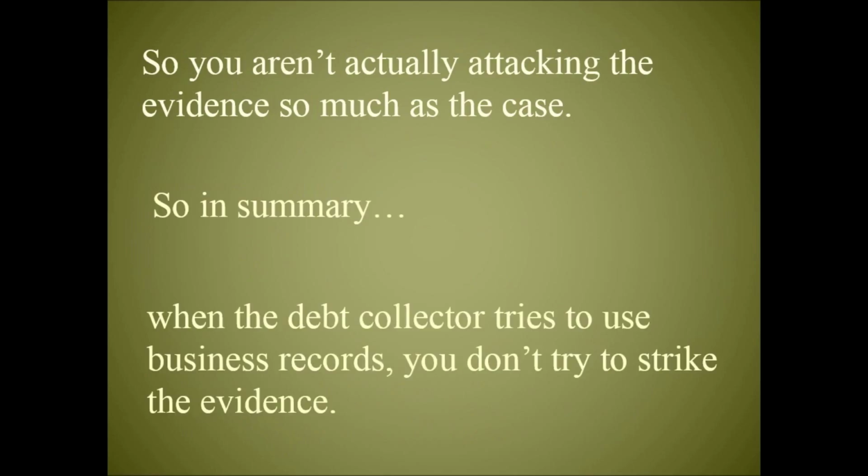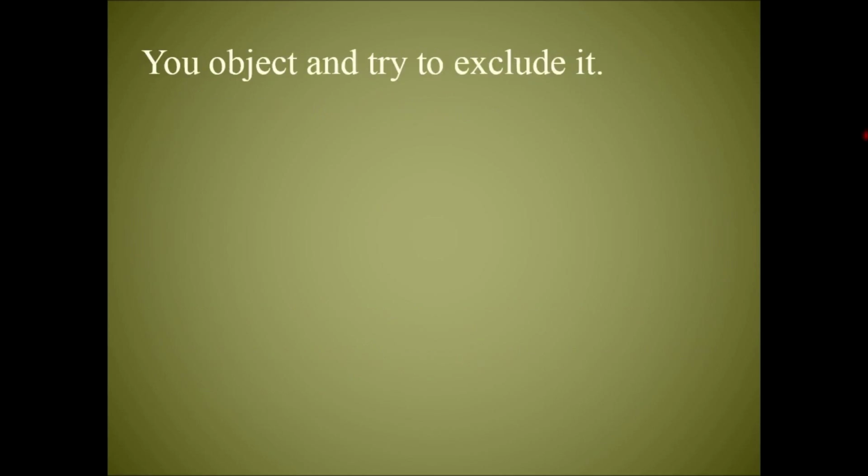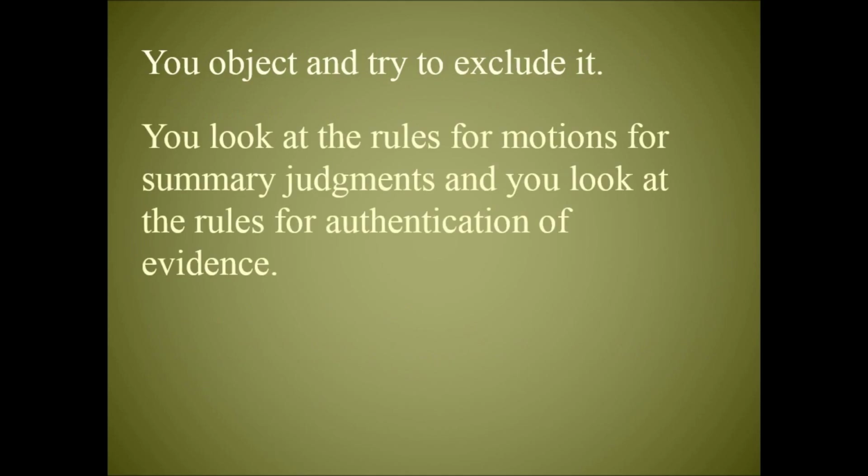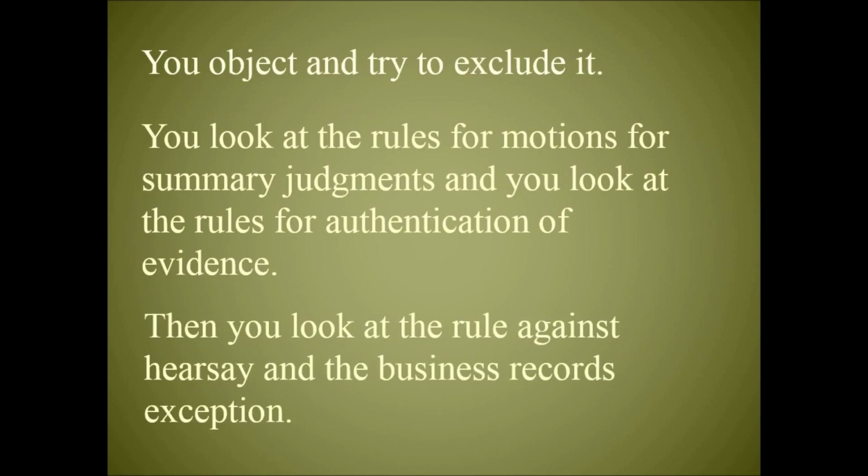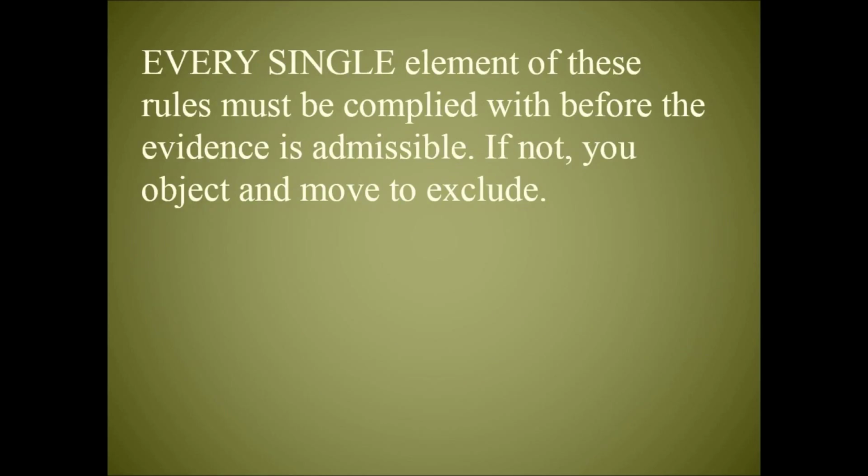So in summary, when the debt collector tries to use business records, you don't try to strike the evidence. You object and try to exclude it. And language counts, by the way. You want to make sure that you call your motions what they really are. You look at the rules for motions for summary judgment, and you look at the rules for authentication of evidence. Then you look at the rule against hearsay and the business records exception to that rule. Every single element of the rules must be complied with before the evidence is admissible.